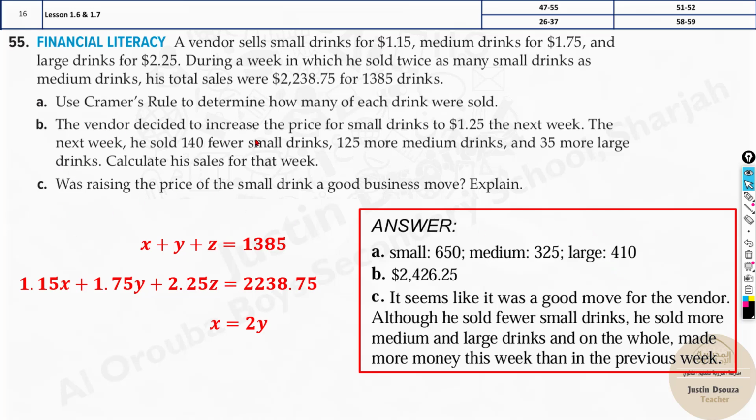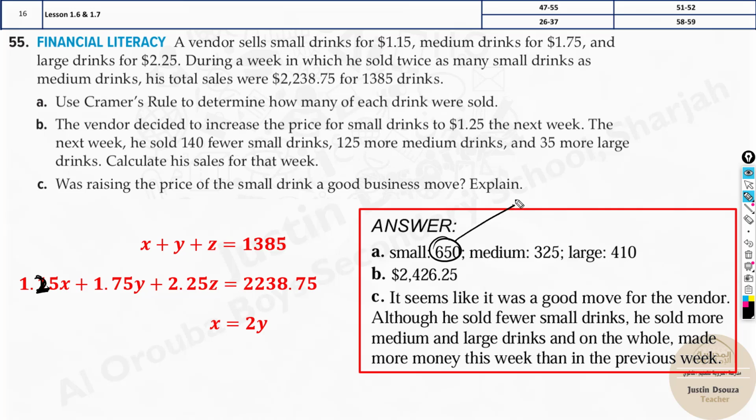Now the vendor decides to increase the price for small drinks to 1.25. Okay, so now from this 1.15 it became 1.25. Then what happened? The next week he sold 140 fewer small drinks. So initially it was how much? 650, right?